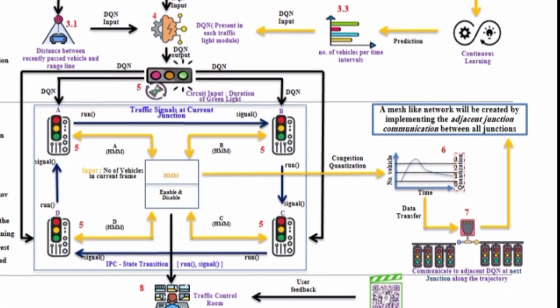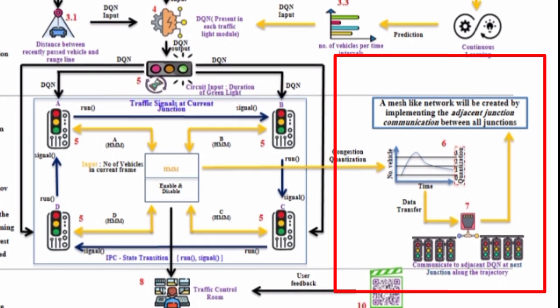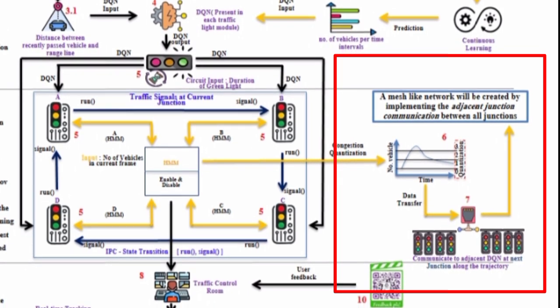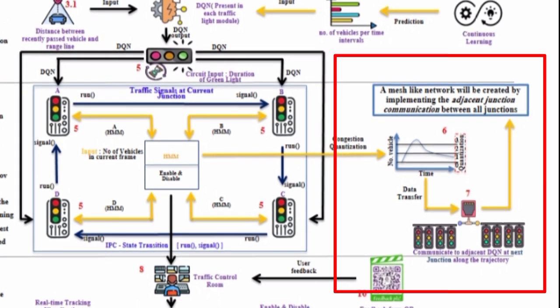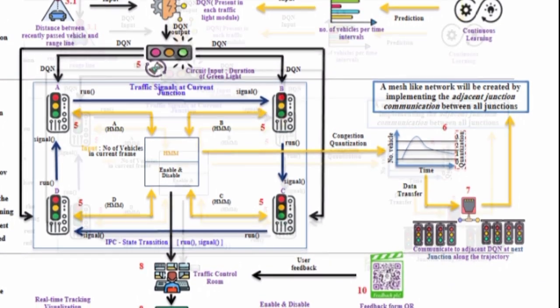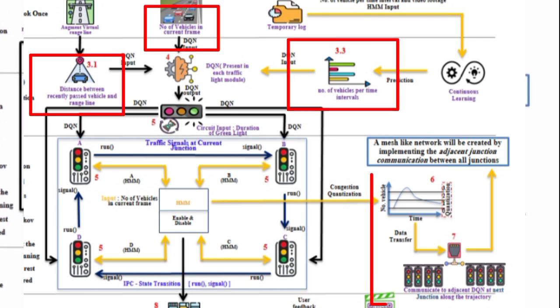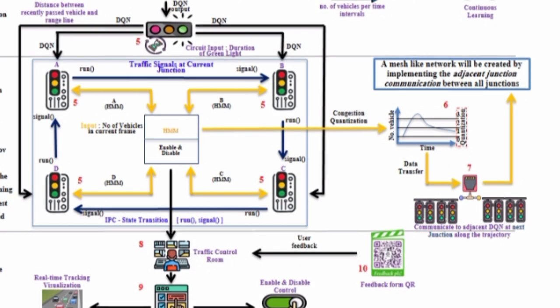For each traffic module, the green light timing is assigned dynamically by DQN. The HMM present on each module will analyze the traffic and quantize the congestion level. This data is sent to the DQN present at the next adjacent traffic module in another junction along the same trajectory. Now the DQN will have 4 inputs, 3 from the phase 1 and congestion data from the phase 3. By analyzing all the input data, it dynamically assigns optimized green light timing for the traffic module. This prevents congestion that will occur by distributing the traffic.